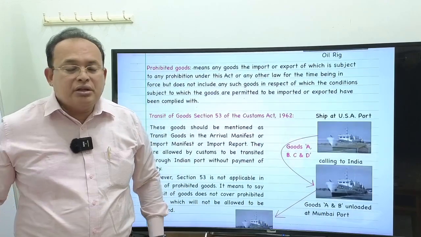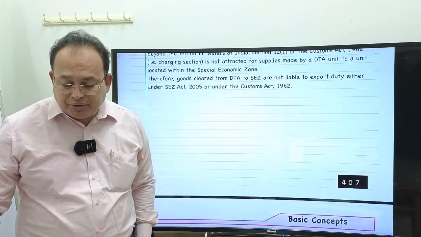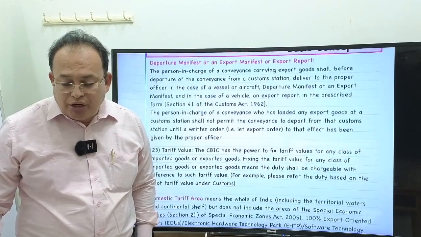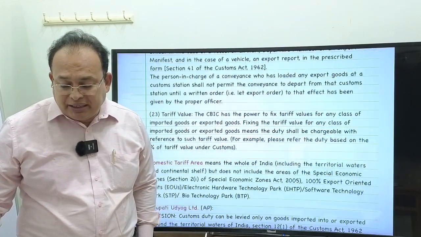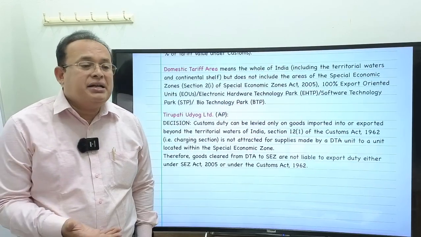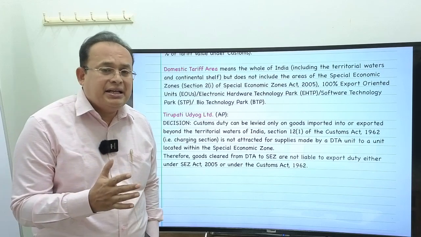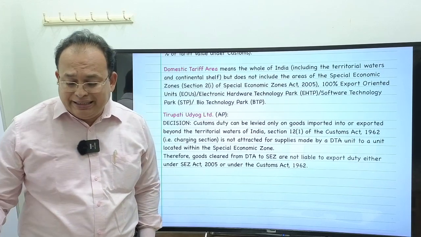Prohibited goods are the goods which are not allowed to be imported or exported. Further, domestic tariff area. What do you mean by domestic tariff area? India is a domestic tariff area other than the SEZ and other than the EOU area; we call it the domestic tariff area.